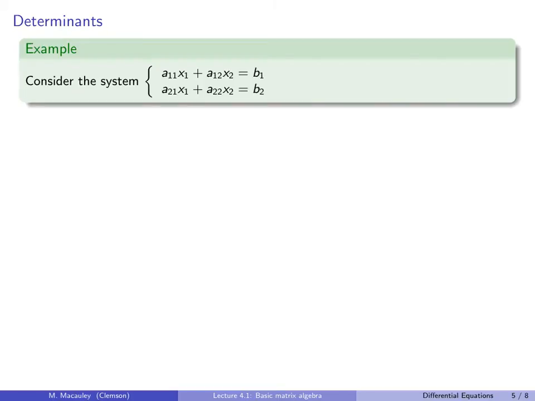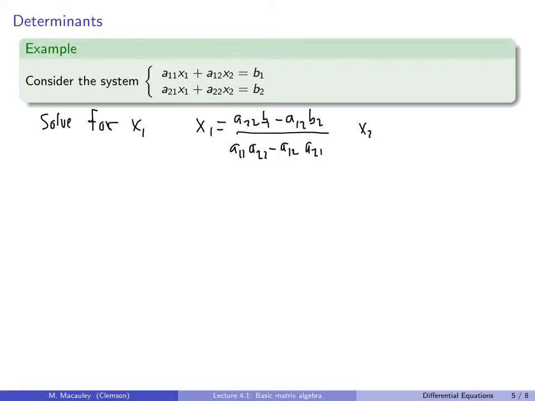Okay, so here's the general case. Now let's suppose we have just indices instead of numbers, so it's easier to tell things apart. So let's solve for x1. I'm not going to actually do this, but it's easy. You know how to do this. You get x1 equals (a22 b1 minus a12 b2) over (a11 a22 minus a12 a21), and then x2 is (a11 b2 minus a21 b1) over (a11 a22 minus a12 a21).